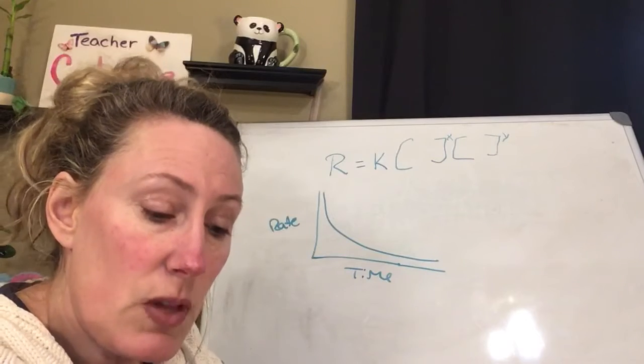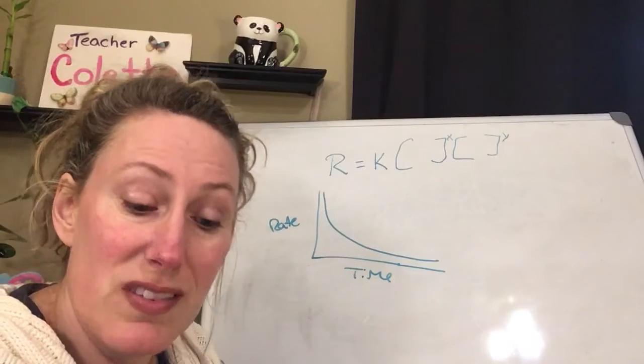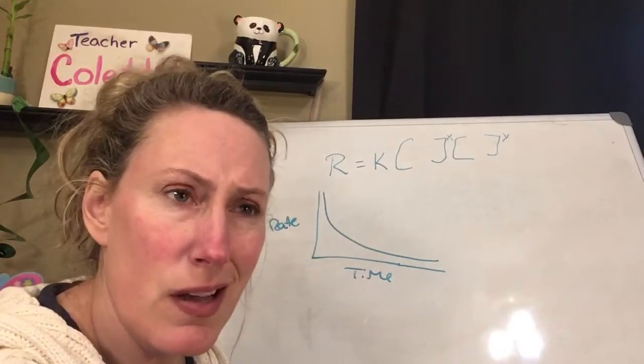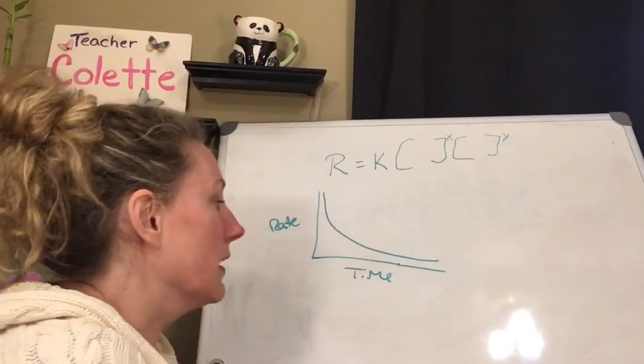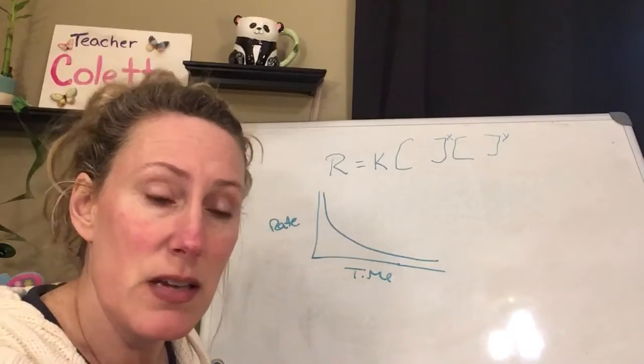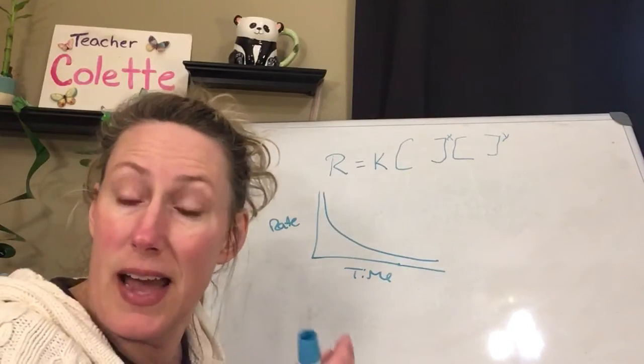Also, the rate of a chemical reaction will double for every 10 degrees increase in temperature. Alternately, if you cool down a reaction every 10 degrees, your rate will be cut in half.